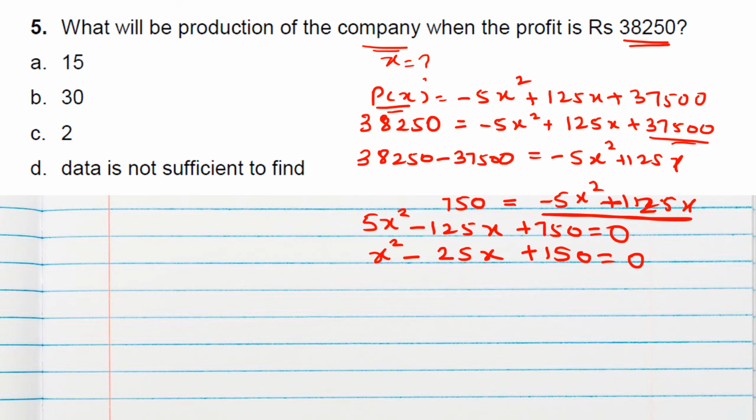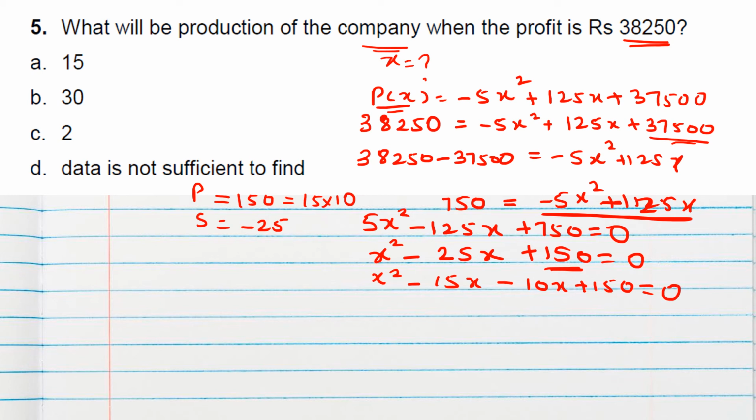Now this has become a quadratic equation which can be factorized. So factors of 150, the product of two numbers should be 150, and the sum should be minus 25. So if we write 15 and 10, 15 plus 10 will give 25. So I will write here x square minus 15x minus 10x plus 150 equal to 0. So if I solve further, I'll get x equal to 15 and x equal to 10, right? So x equal to 15 is given in the answer. So our option A will be the correct option.